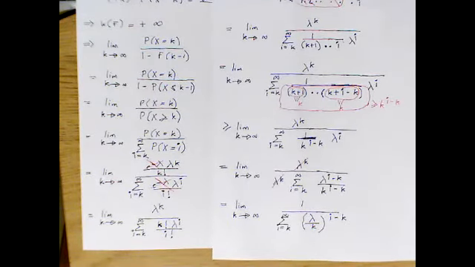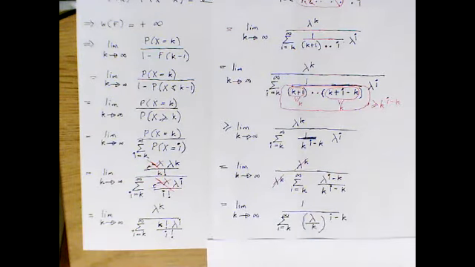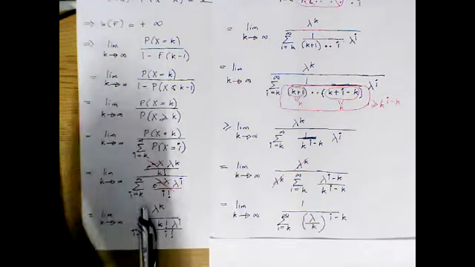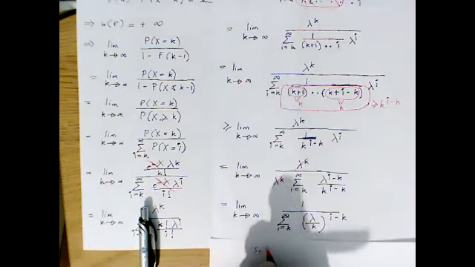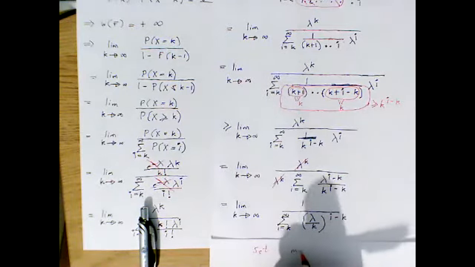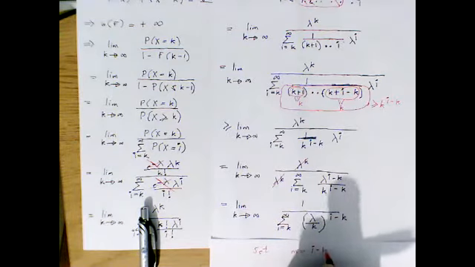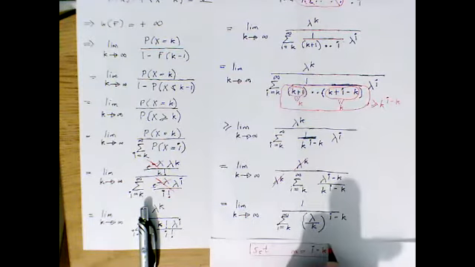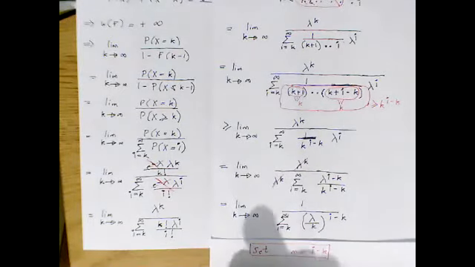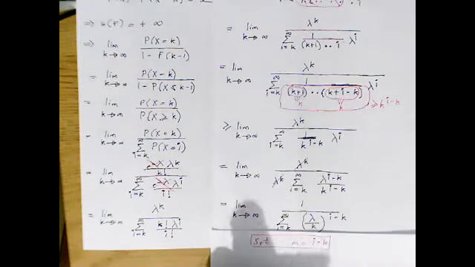Let me know if anything is not clear so far. In the next line, I'm going to make the following substitution: set m equal to i minus k. Under this substitution, the above limit can be written as follows.